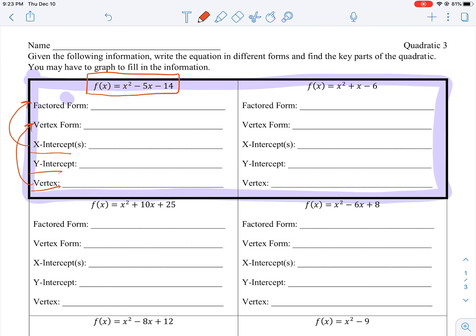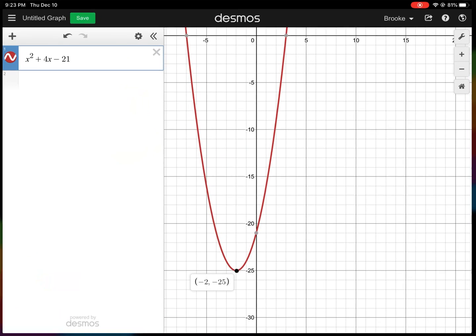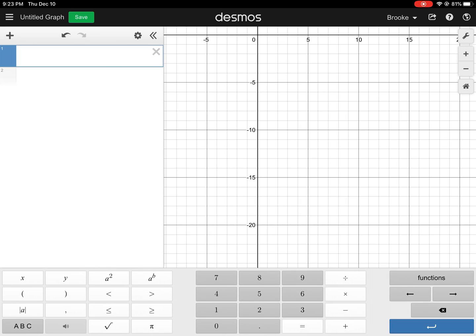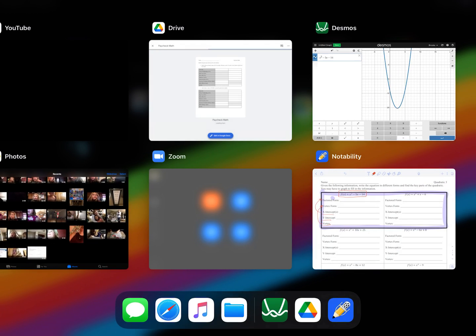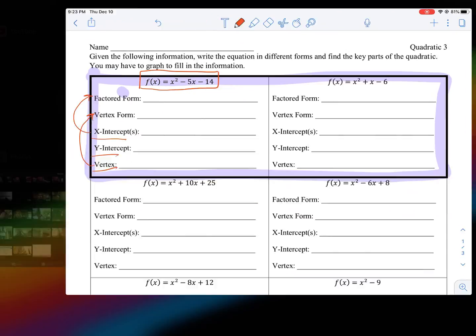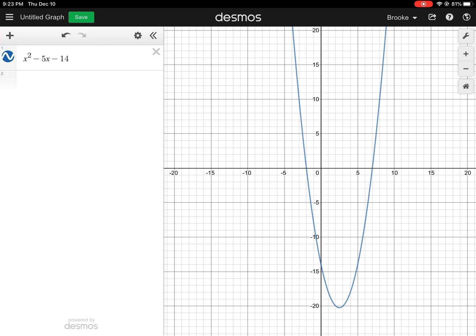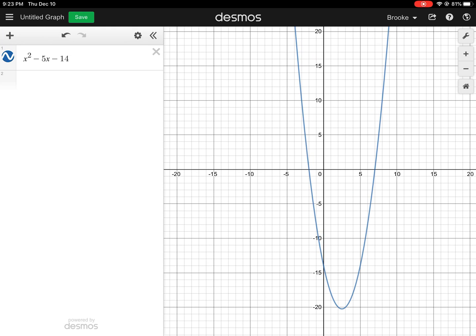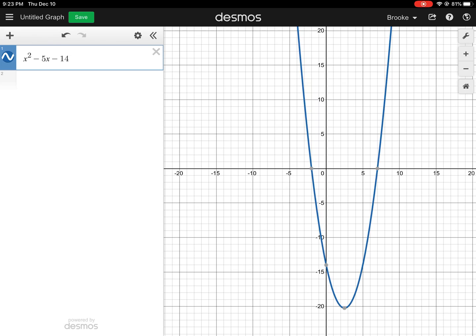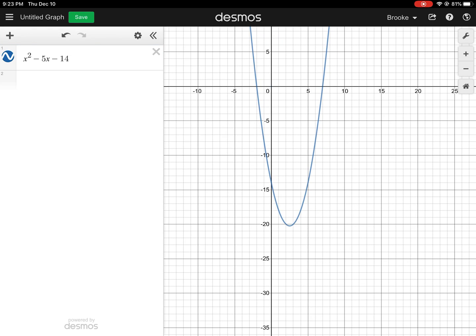So if we go to Desmos and we graph that quadratic, so x squared minus 5x, and I believe it was minus 14. Let me double check, I'm sorry. Yeah. All right, so when we graph this, and I bring my screen back to normal here, and I highlight my key components of this quadratic, I can now fill in my table completely, right? Sorry, I wanted to see those differently.